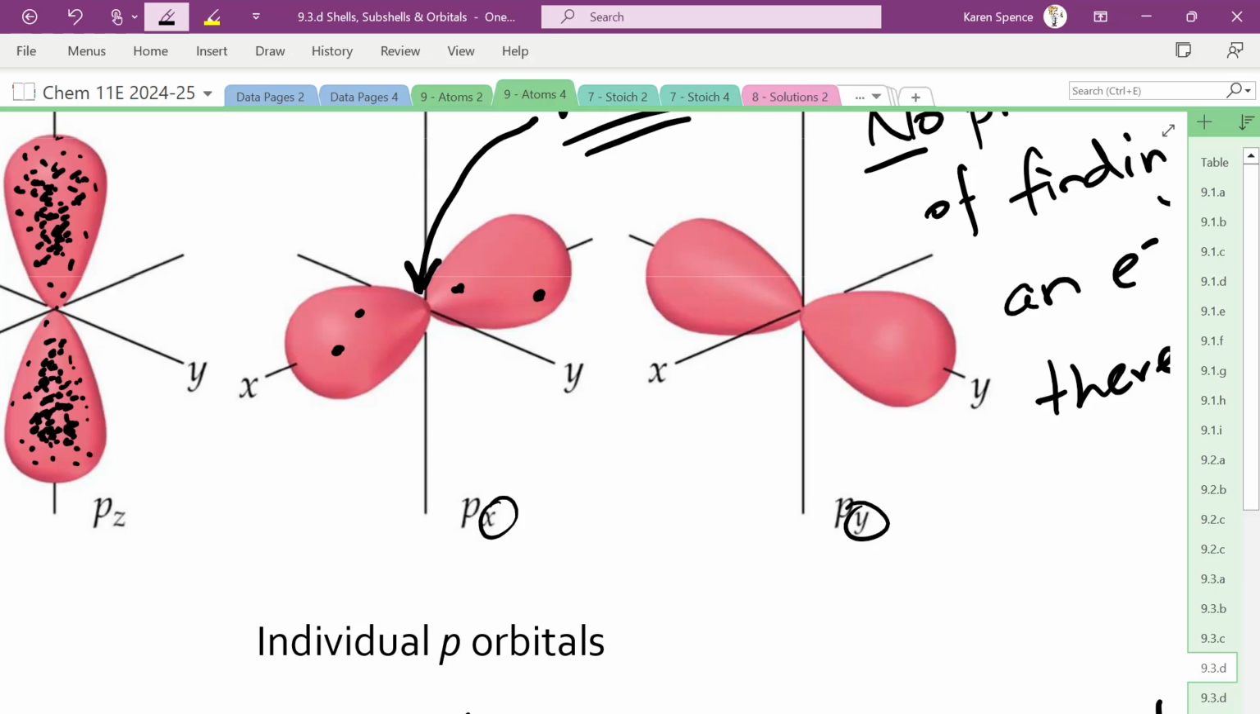How are they different? Their orientation in space is different. So one goes up, one goes sideways, and one goes forward and backwards. But their energies are the same. It doesn't matter. You could have one of the p orbitals oriented in space like this. That just means that the second one has to be like this and the third one has to be like that.